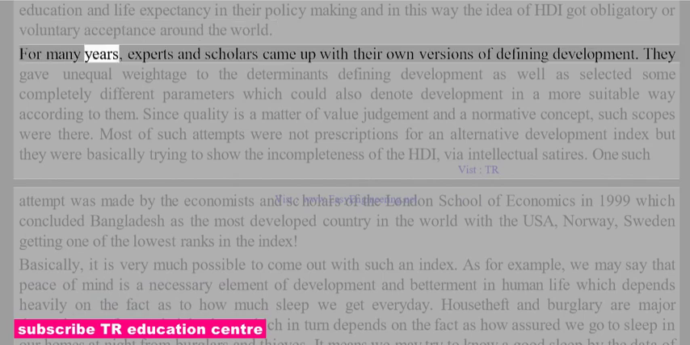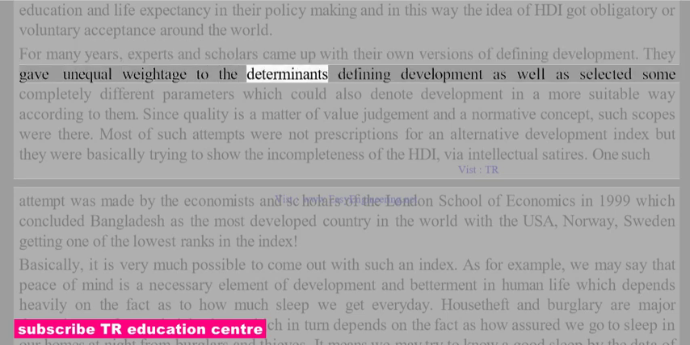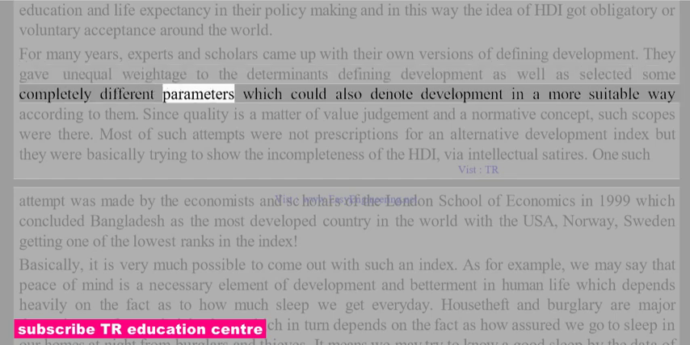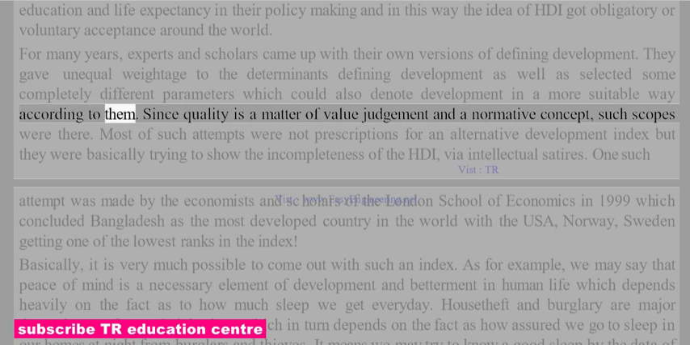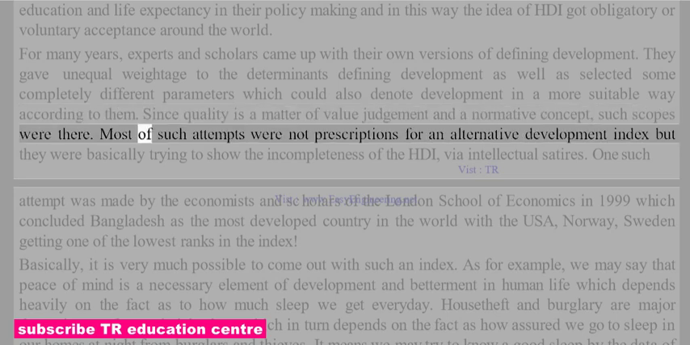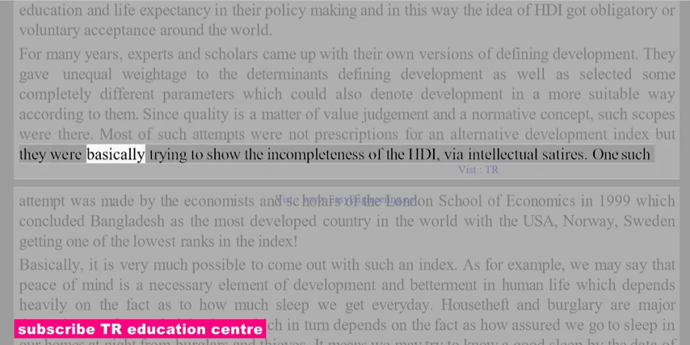For many years, experts and scholars came up with their own versions of defining development. They gave unequal weightage to the determinants defining development, as well as selected some completely different parameters which could also denote development in a more suitable way according to them. Since quality is a matter of value judgment and a normative concept, such scope was there. Most of such attempts were not prescriptions for an alternative development index, but they were basically trying to show the incompleteness of the HDI, via intellectual satires.